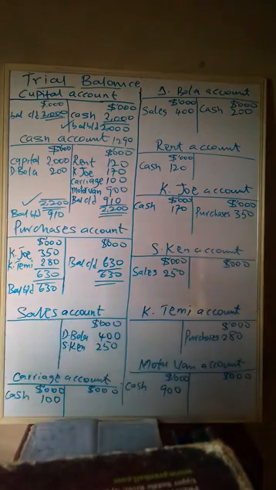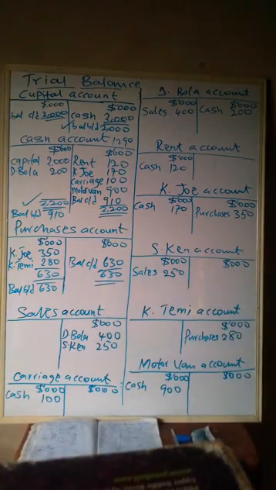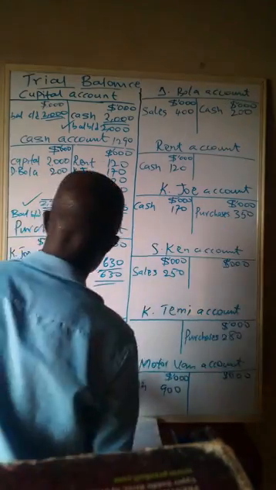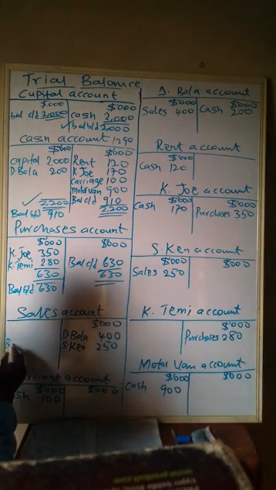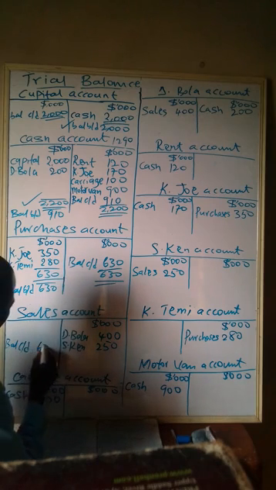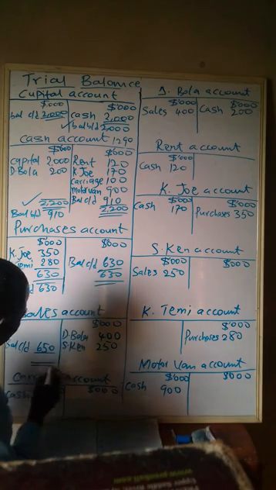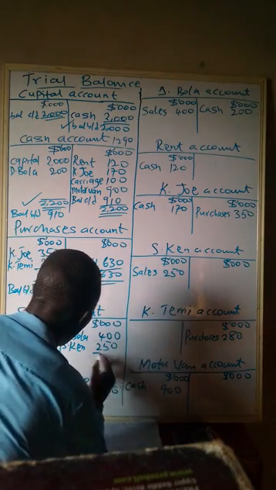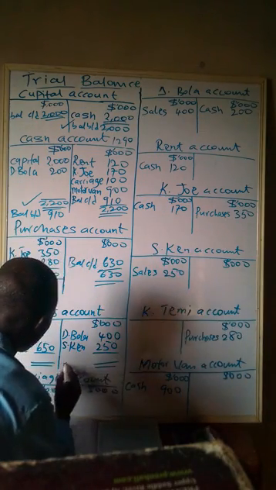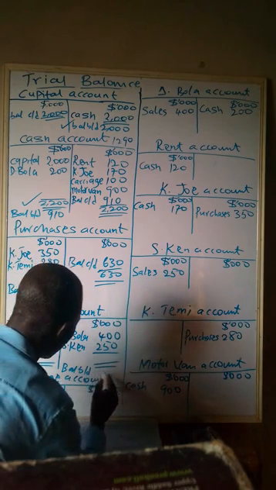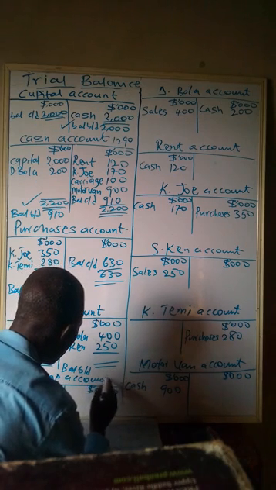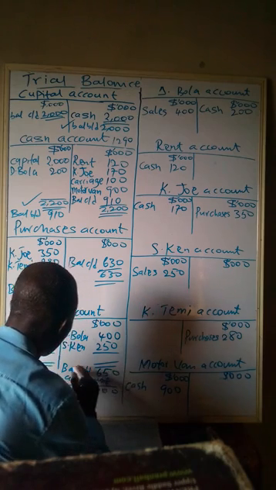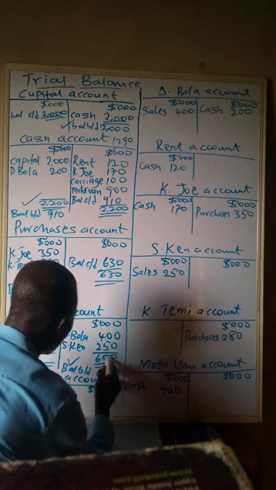Next, sales account. The same thing with the purchase account. 400 plus 250, and that is a 650 at the end of the period. Balance CD 650. I balance it off. Now bring my balance BD here. Balance BD, and that is a 650. You go to balance sheet. 650.